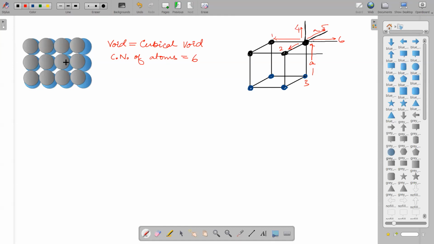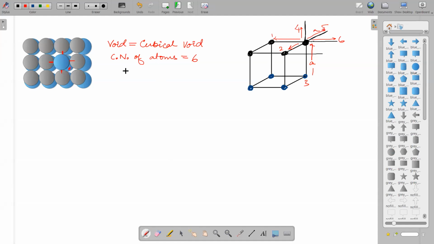Again, if you don't understand from this structure, then you can look at the structure here. Again, you have to look at this black atom. This black atom is touched by 1, 2, 3, 4 in the same layer. Then this black atom is on top of this blue atom, which is under it. So if it is placed on top, then it will be touching it. Then again, there can be another blue atom in the above layer, because it will not stop here. There will be another blue layer here, so it will be touching that also. So there will be 6: 4 in the same layer, 1 below and 1 on top. You can understand it like this.